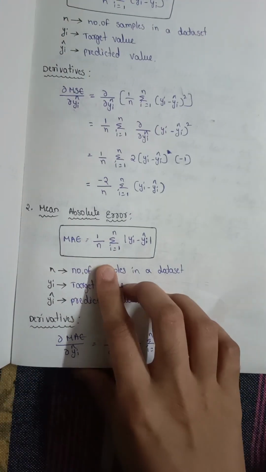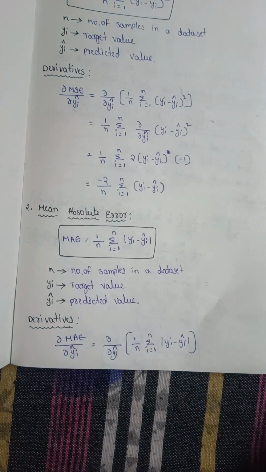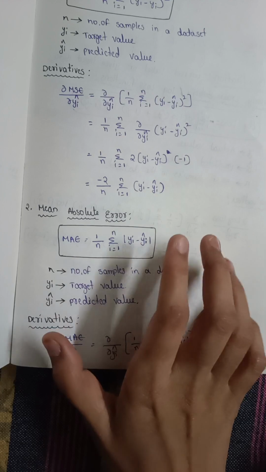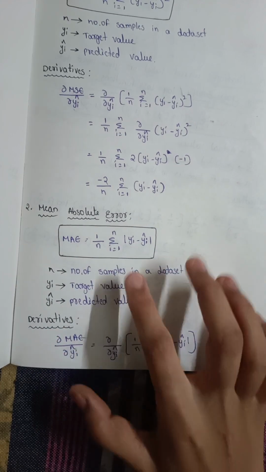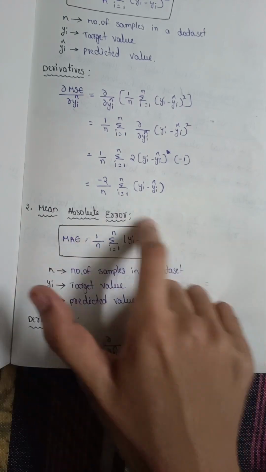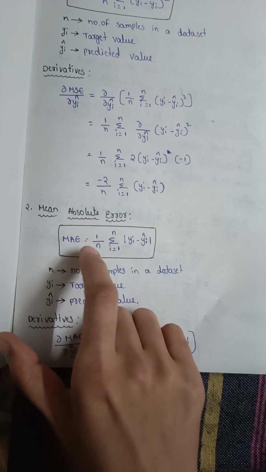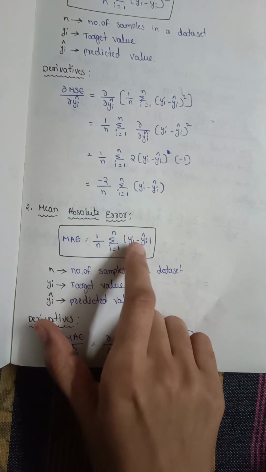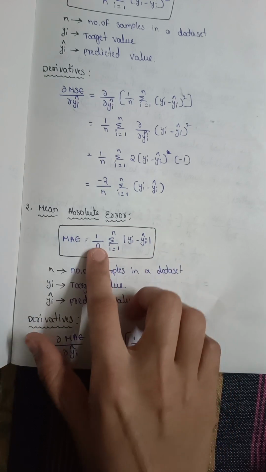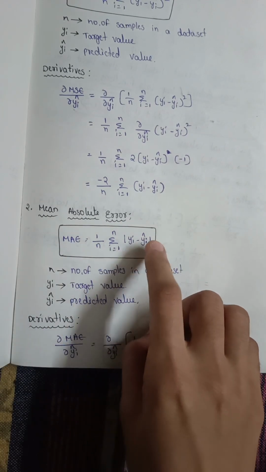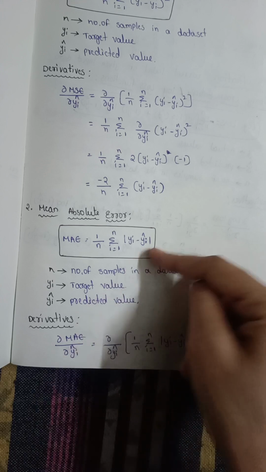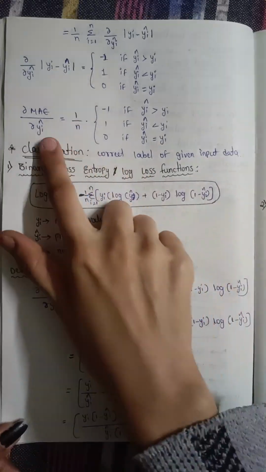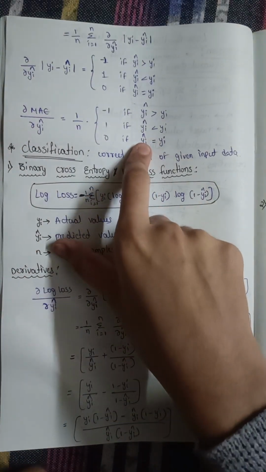The next one is mean absolute error. It calculates the average of the absolute difference between predicted and actual values across the dataset. Here is the formula: mean absolute error equals 1/n summation i equals 1 to n, mod of yi minus yi cap. Here n is the number of samples, yi is the target value and yi cap is the predicted value. And this is the derivative of MAE.